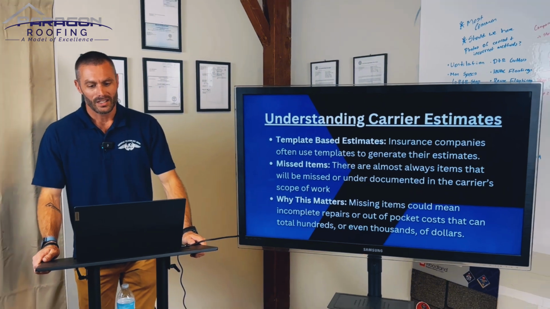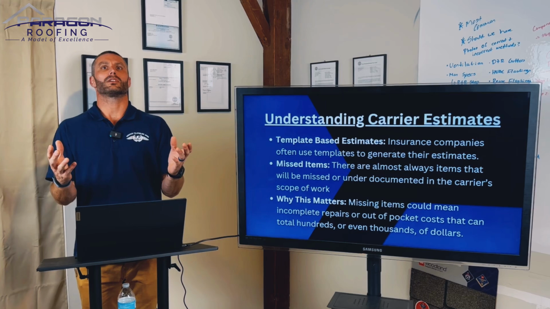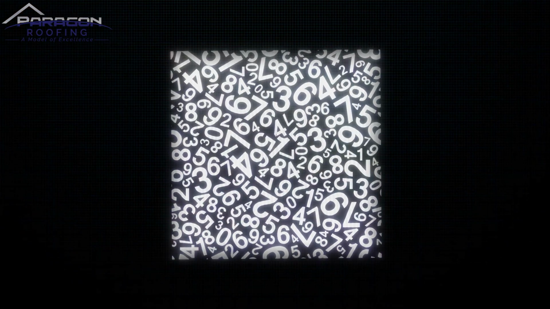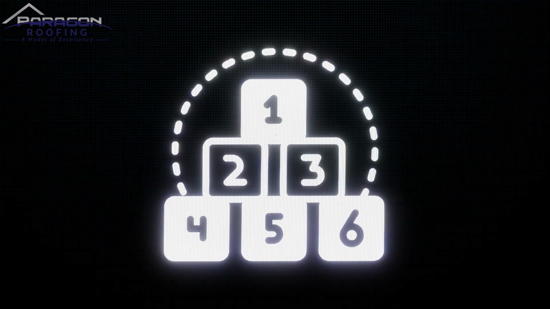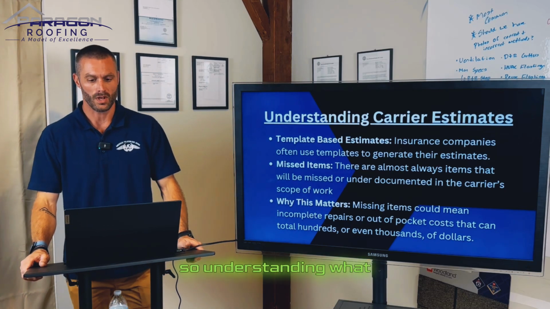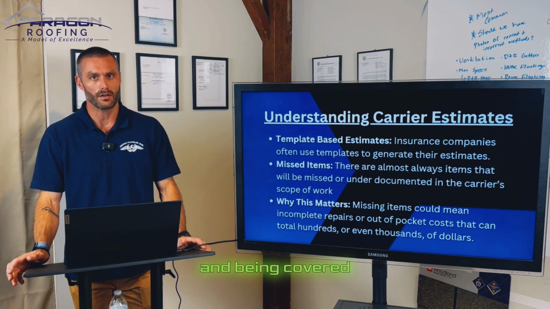So let's understand those, because anybody that's seen one knows, good Lord, what am I looking at? There's so many letters, numbers, quantities. What is this? Remove here, replace here. Why do these numbers not line up? There's a lot in those insurance scopes. So understanding what is actually included in that and being covered is huge.